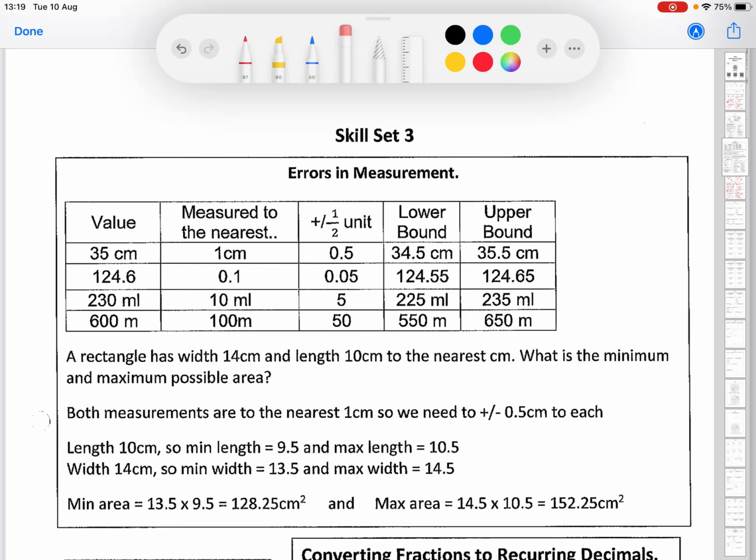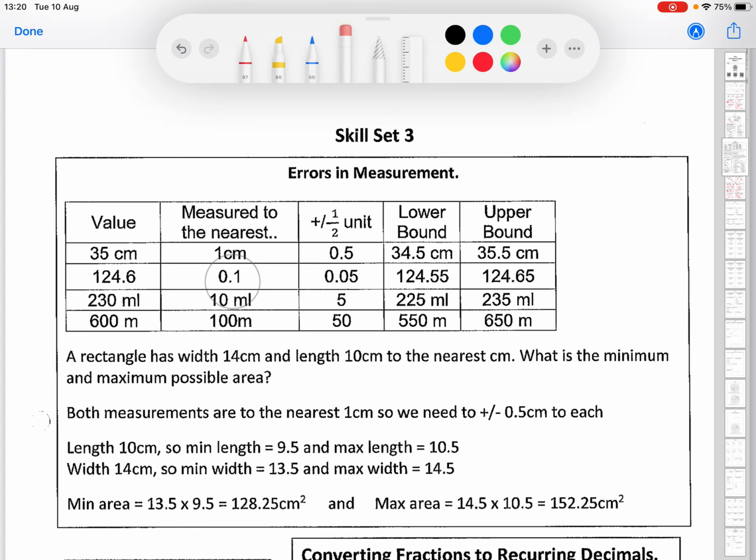Okay, skill set 3. The first bit is all about errors in measurements. This is upper and lower bounds. Whatever your value is, and whatever it's measured to, you half that. For your lower bound, you subtract it, and for your upper bound, you add it on.